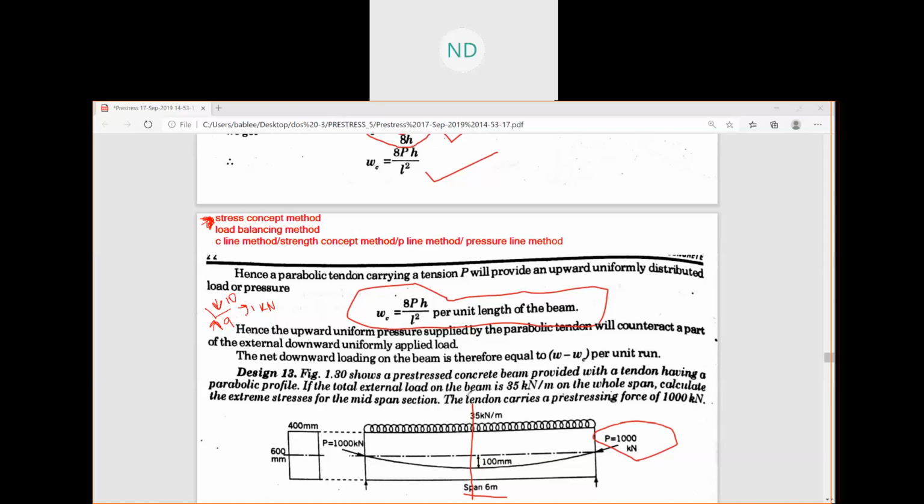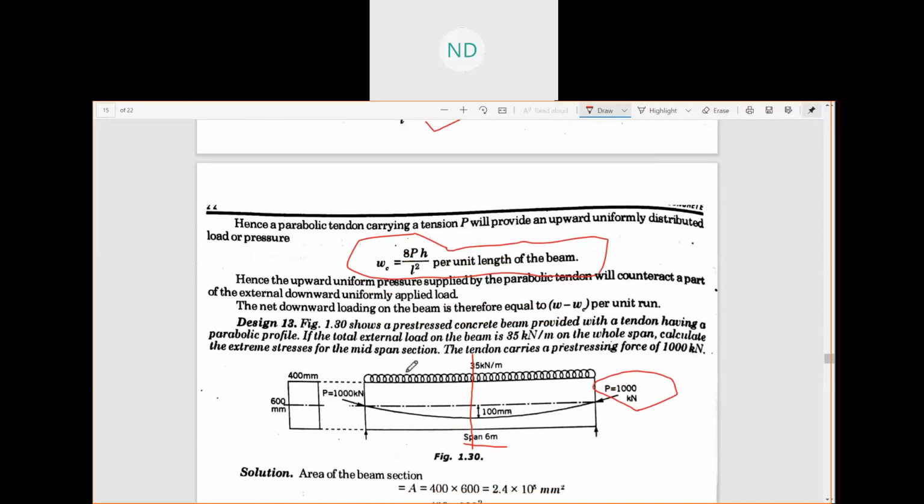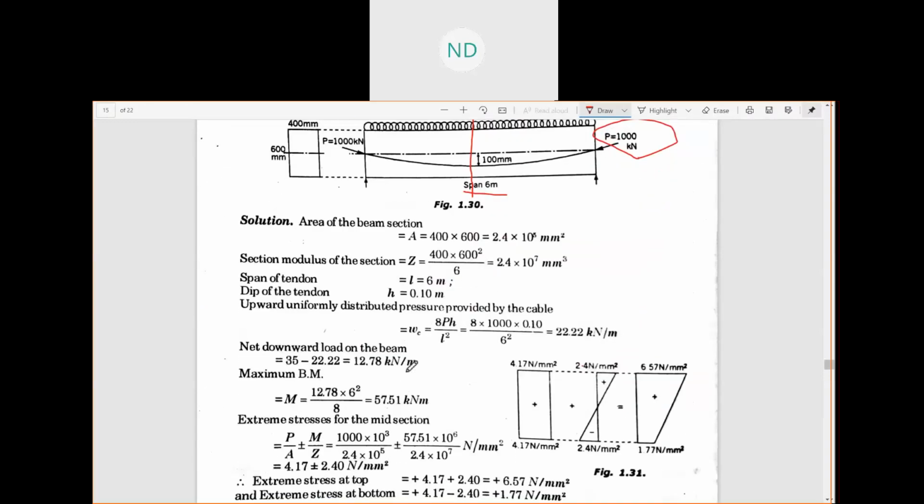I'll show you the solution. It is very simple. This is your solution. See what is done here. Area, we know; our section modulus we also know.